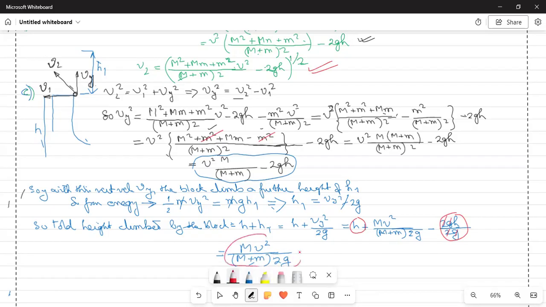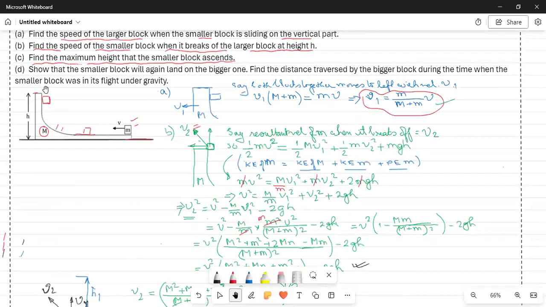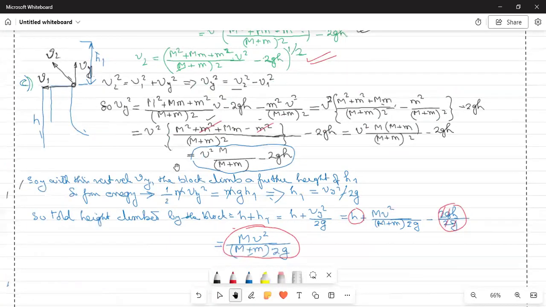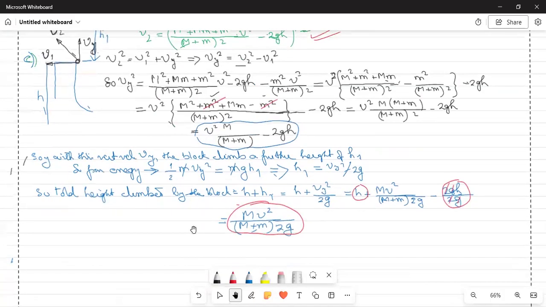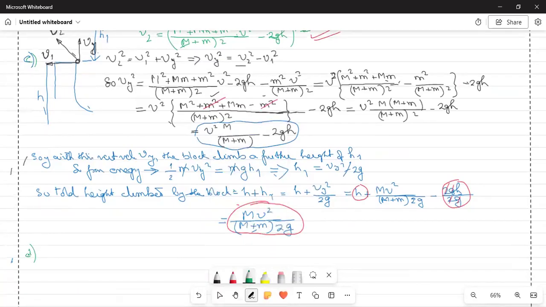This is the answer to the question, find the maximum height reached by the smaller block. Now there is a part D of this question. As I said, this question is really lengthy. What is the part D of this question?